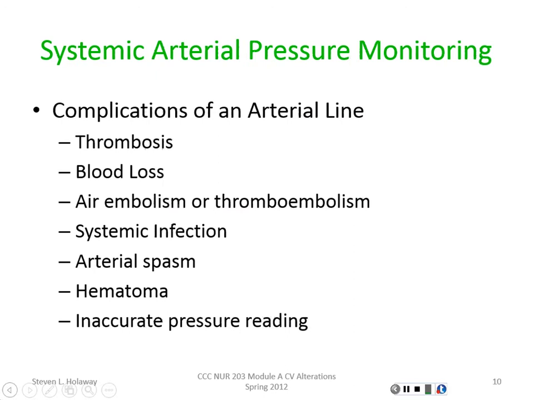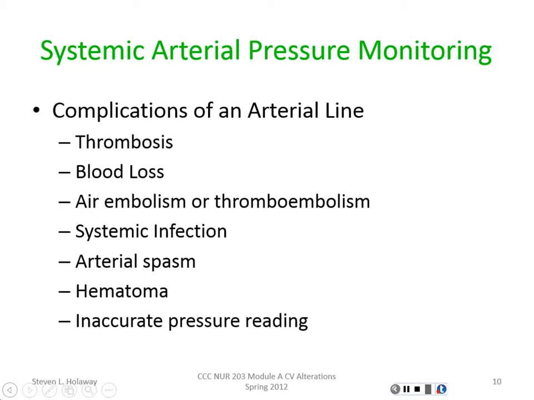Here are some of the complications of using systemic arterial pressuring. Thrombus, we can always get a thrombus around that area. Blood loss, we talked about. You can get an air embolism. That's why it's so important to get all that air out of that bag. So important not to leave the stopcocks open, and make sure you know which way you're turning those stopcocks, so you're not letting blood out or air into the system. Of course, you can always get a systemic infection, which we talked about. You can get arterial spasms, which can affect your blood pressure and affect that distal circulation.